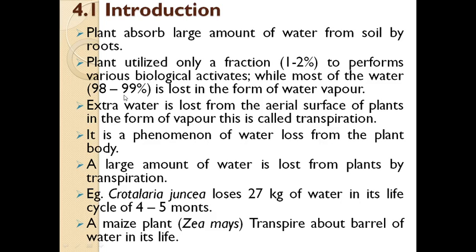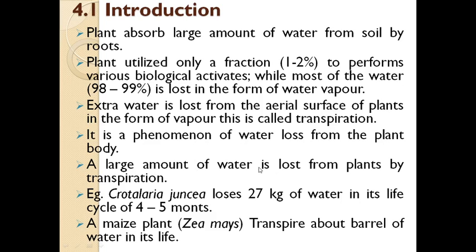This 98 to 99% of water is extra water, and this extra water is lost from the aerial surfaces of the plant, like leaves, green herbaceous stem, fruit, flowers, in the form of vapors. This is called transpiration. Transpiration is nothing but the loss of water in the form of water vapor through aerial surfaces of the plant. It is a phenomenon of water loss from the plant body.